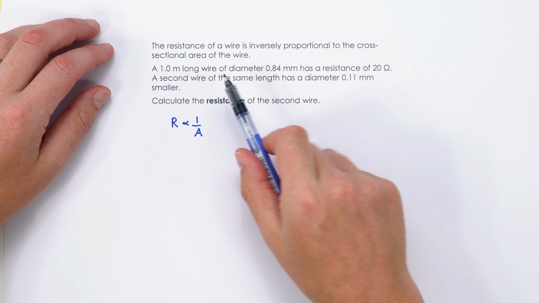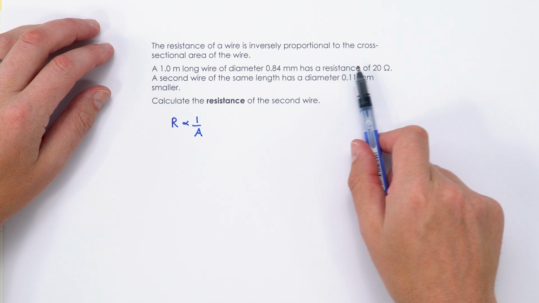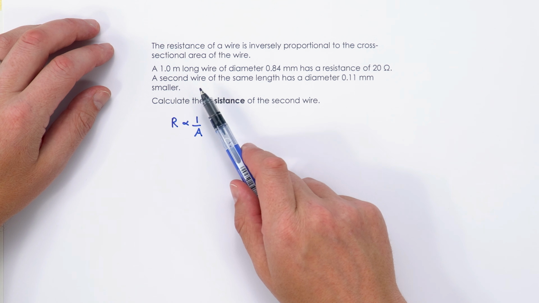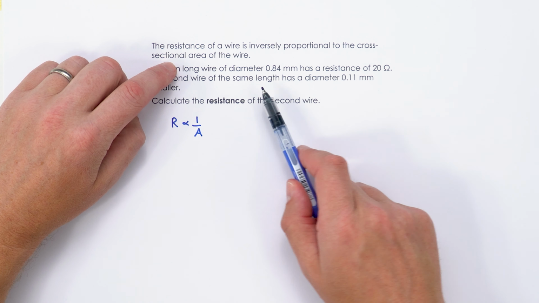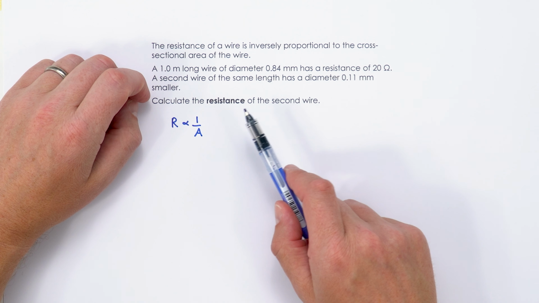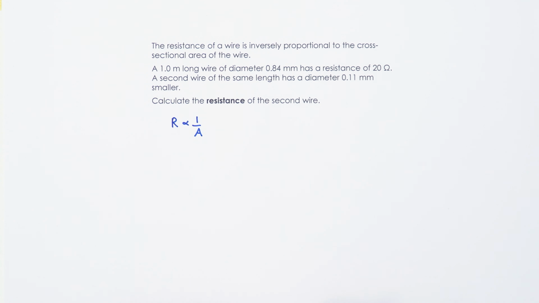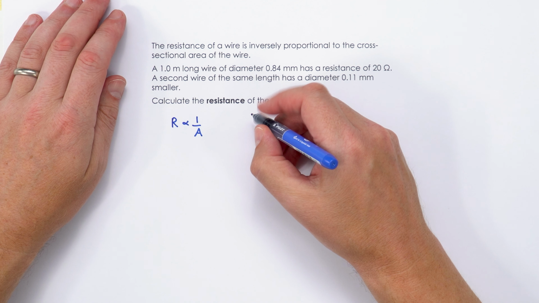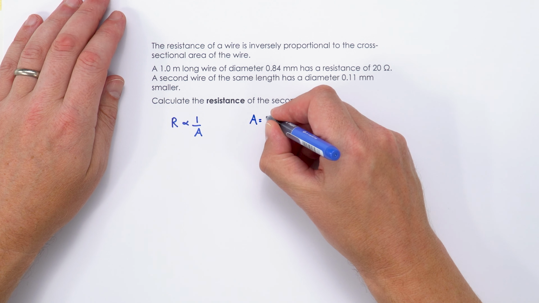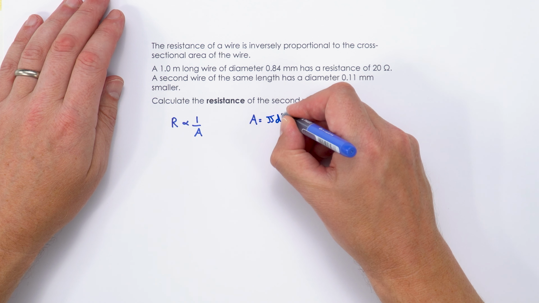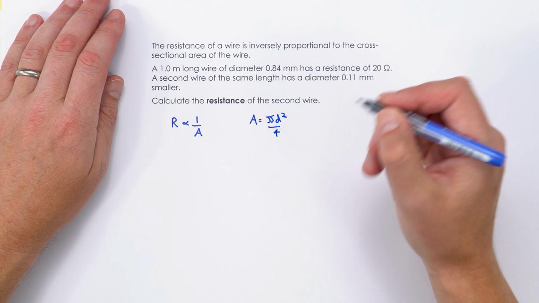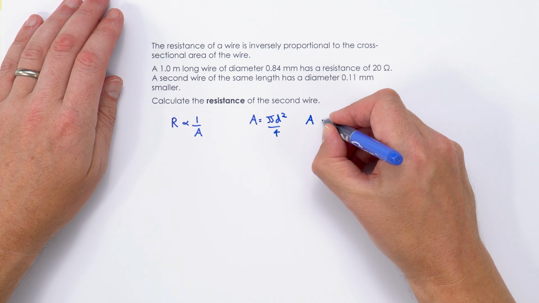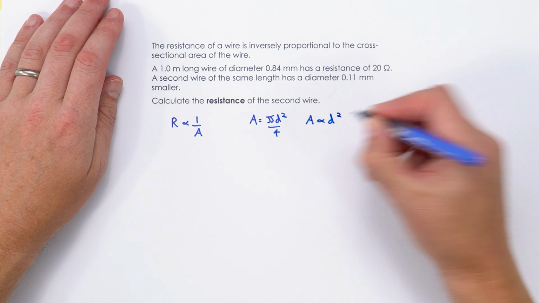We then have some information about a wire of a certain diameter and its resistance, and then we've got a second wire of the same length but a different diameter, and we need to calculate the resistance of this second wire. So if we know that R is proportional to 1 over A, what do we know about the relationship between the diameter and the area of a wire? Well, we know that the area is equal to pi d squared over 4, and therefore we can say that the area is proportional to d squared.